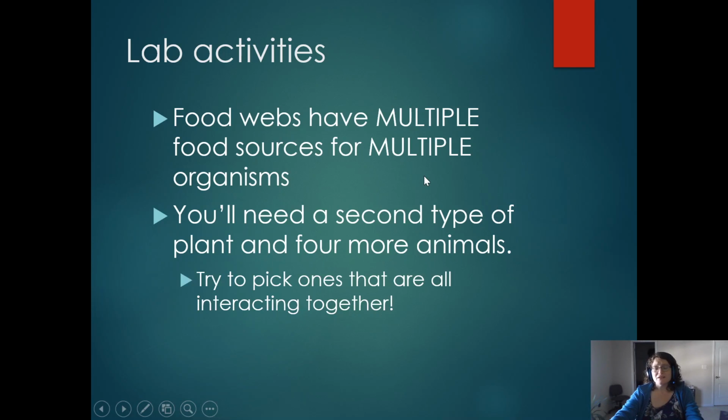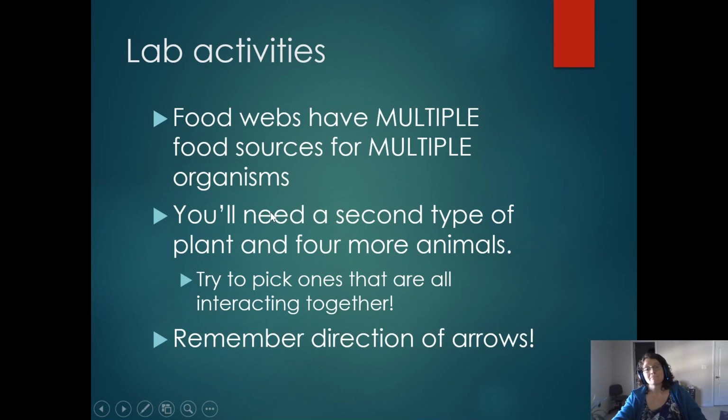Try to pick ones that are all interacting together. Obviously, you can have one that's just peripherally eating the warthog, but it doesn't interact with anything else. That's okay too. Think about where they all live as well. And remember the direction of the arrows.